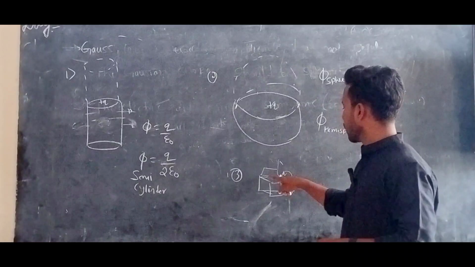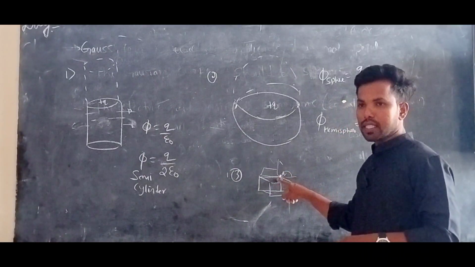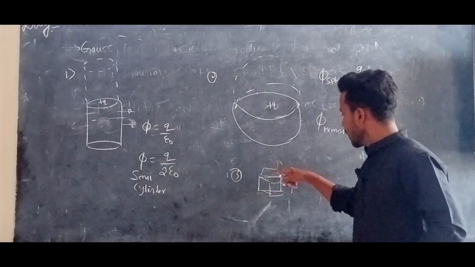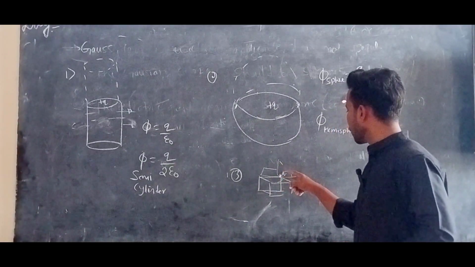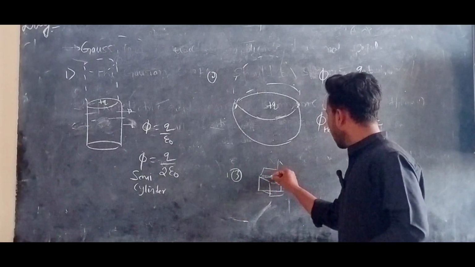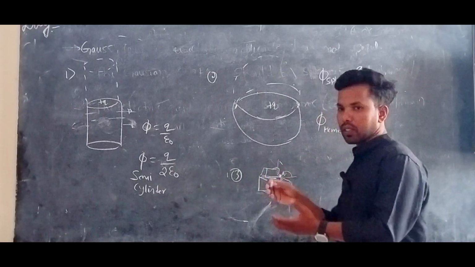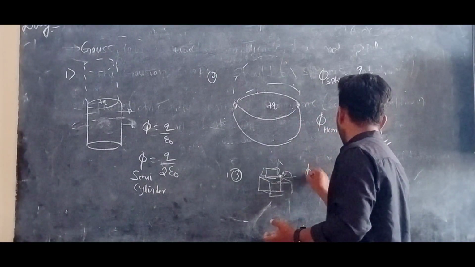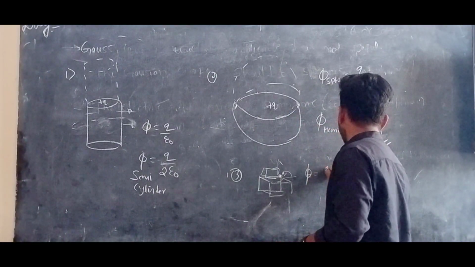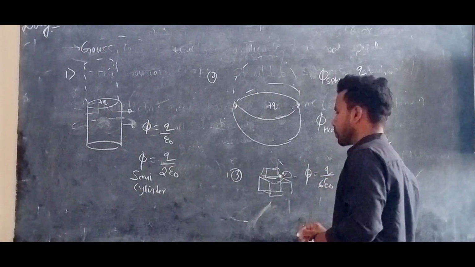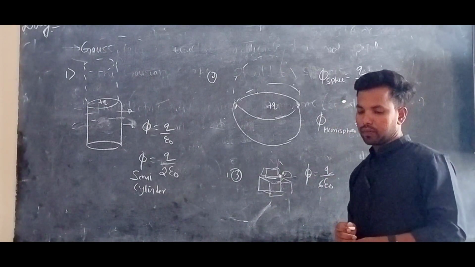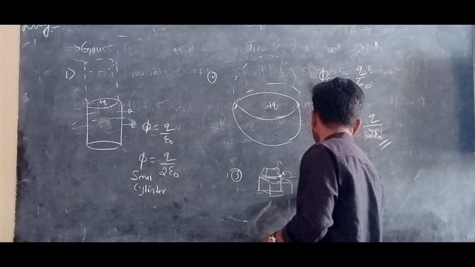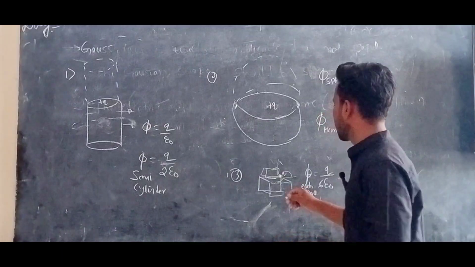Next case, here I am placing a plus q charge on the cube at the edge. To calculate the flux, I have to draw symmetry. It will take 6 parts, it covers 6 parts. So each part will get q by 6 epsilon naught. Each face gets q by 6 epsilon naught. This is the third case.